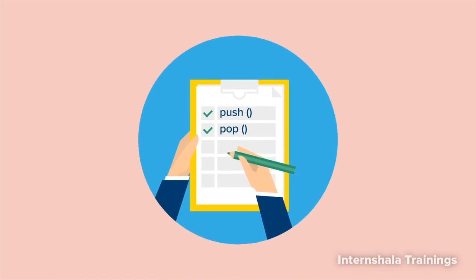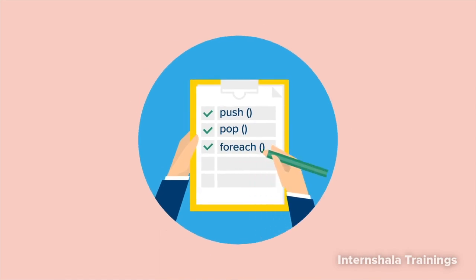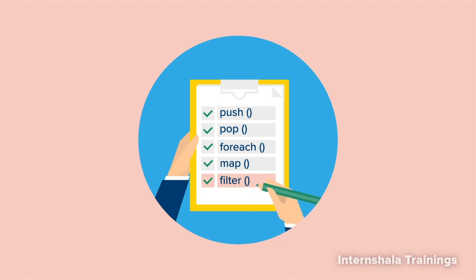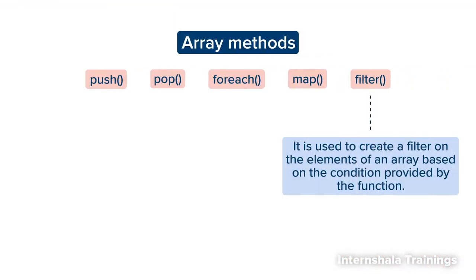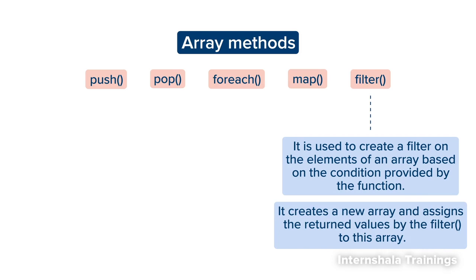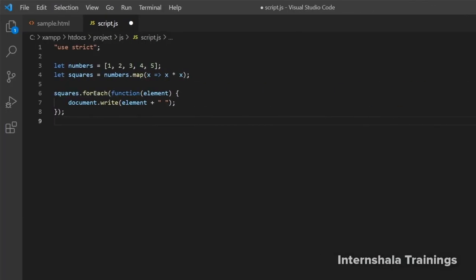So far, we have studied 2 methods in this video, that is forEach and map, and I hope you have understood how these methods work. We will now discuss the third method, filter. As the name suggests, this method is used to create a filter on the elements of an array using a condition provided by the function. It then creates a new array based on the filtered elements. We will use the same code to understand the filter method, which we took during the map method. Let us make a few changes in this code.